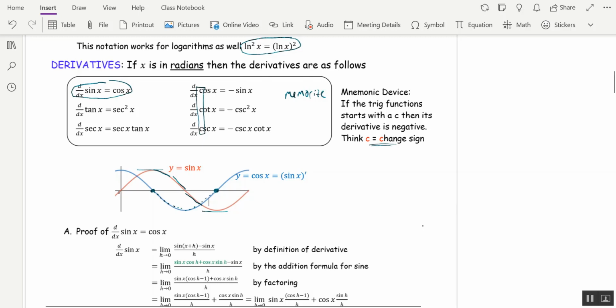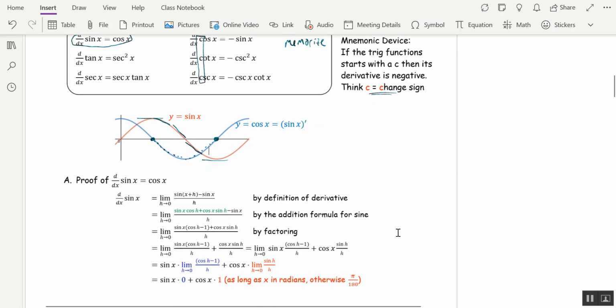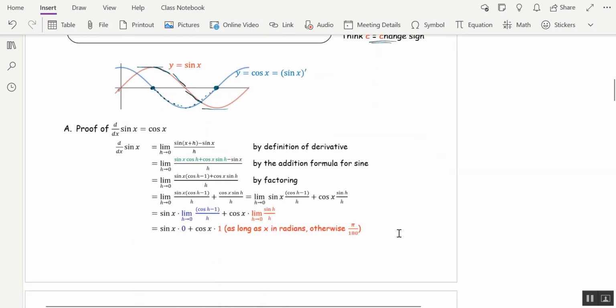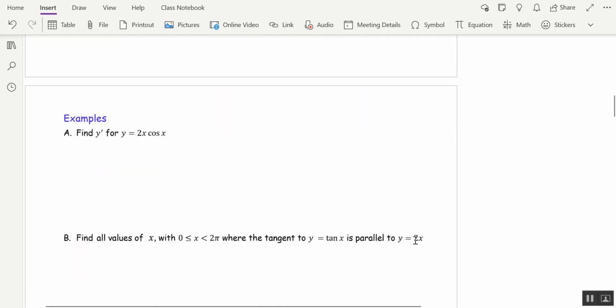All right, I've got a proof of the fact that the derivative of sine x is cosine x, and you can read that at your leisure. And then we're going to jump into some examples. So find the derivative of 2x cos x. So for this, we've got a product of two functions of x. If that was just a 2 there, not a 2x, I wouldn't need the product rule. But I do, so let me just remind you, (fg)' is f'g plus fg'.